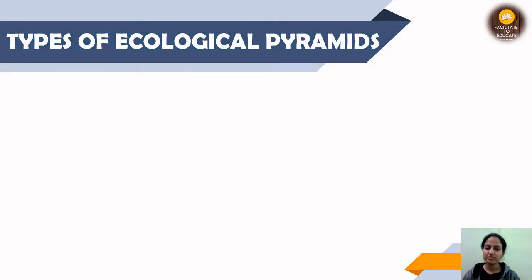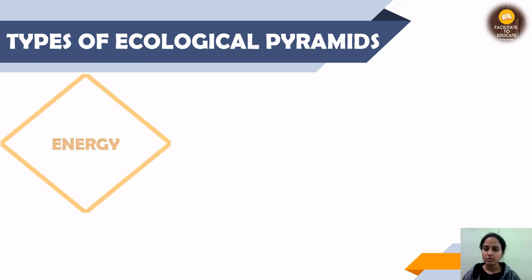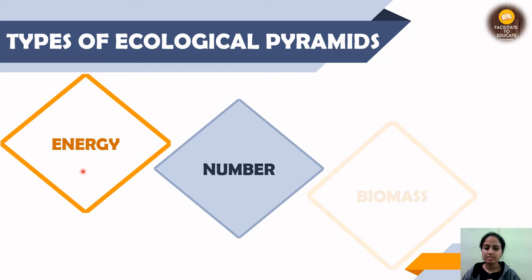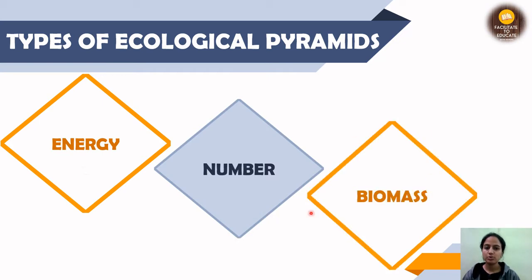Next is the types of ecological pyramid. So on what basis are we exactly comparing the organisms? The first one is energy, the pyramid of energy. Second is number, and third one is biomass. So in total there are three types of ecological pyramids: energy, number and biomass.